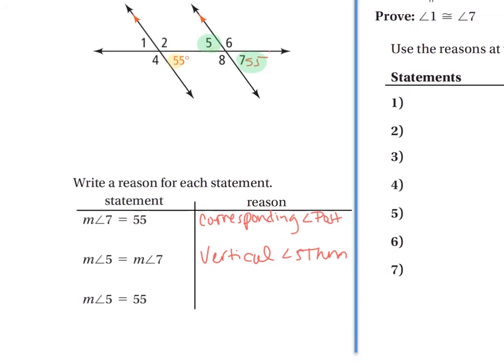Okay, and the last one, there's two different answers you could put here. You could either say substitution, where you would just take this value, because angle 7 is 55, and plug it in right there. Or you could say transitive. So measure of angle 7, measure of angle 5, so as you can see, that would be transitive. So angle 5 equals 55. Doesn't matter, transitive or substitution. I'm just going to say substitution, but I would take either answer.